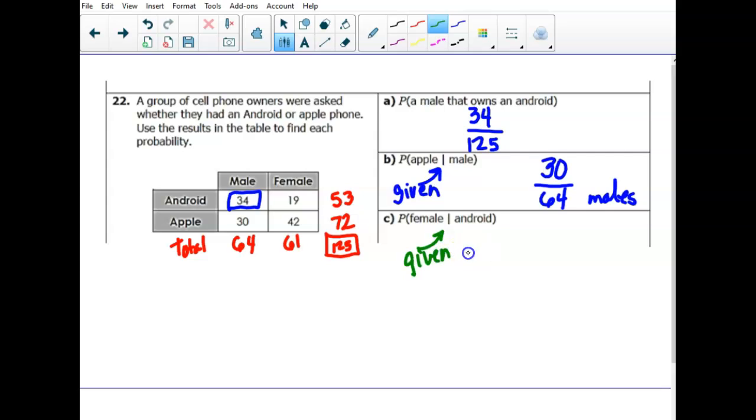Yeah, female given that they own an Android. So what's our denominator if we're given that they own an Android? 53. And females was 19? Okay.